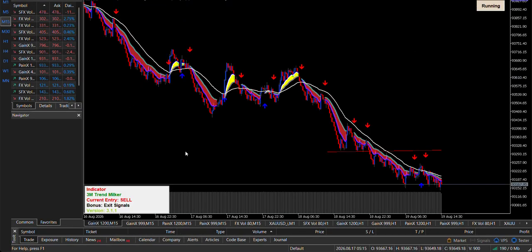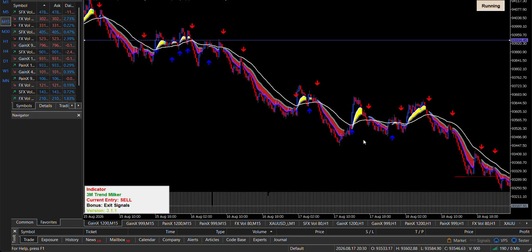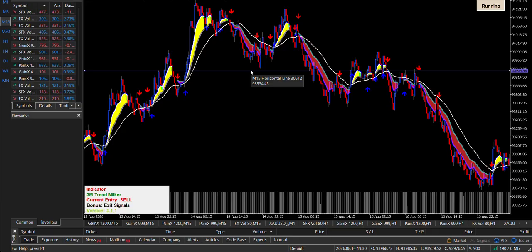This is Gainx 1200. Gainx 1200 had been on a downtrend for some days now. We actually picked the signal up right from here and we traded it for a very long time, even though we have achieved all our TPs. But let me share this with you guys.